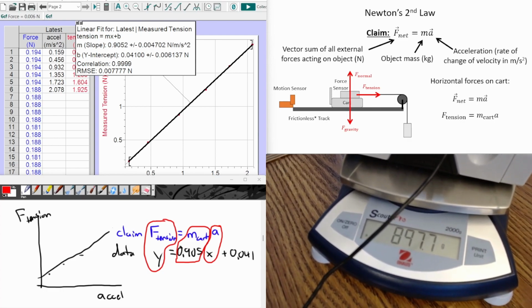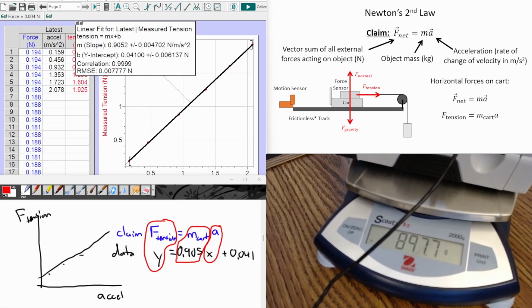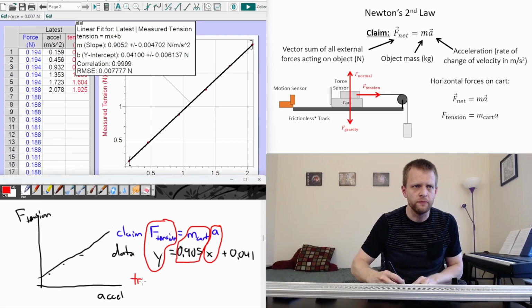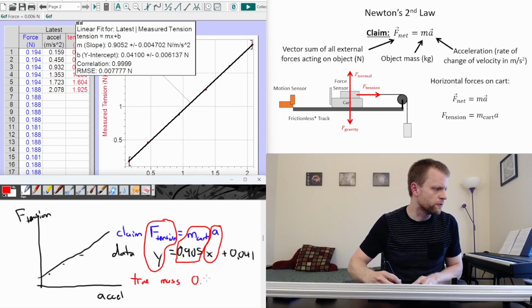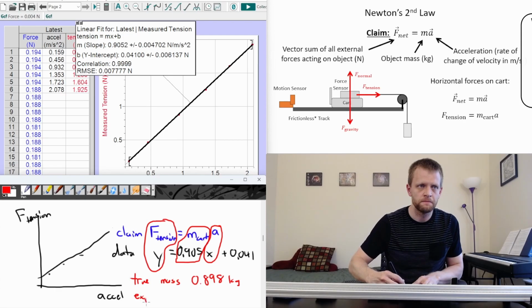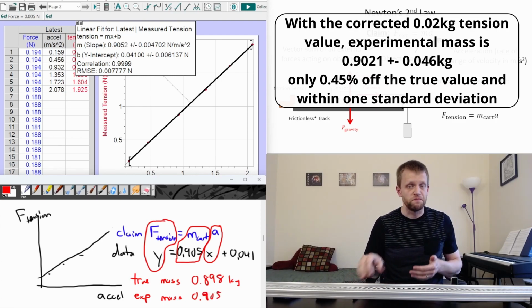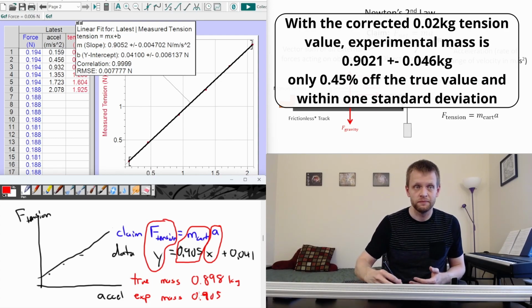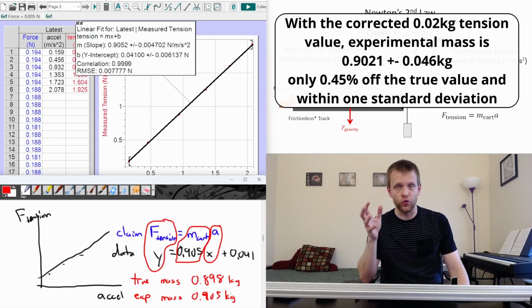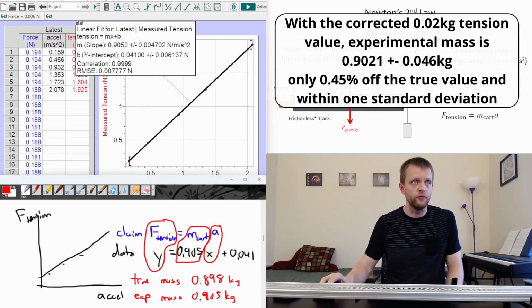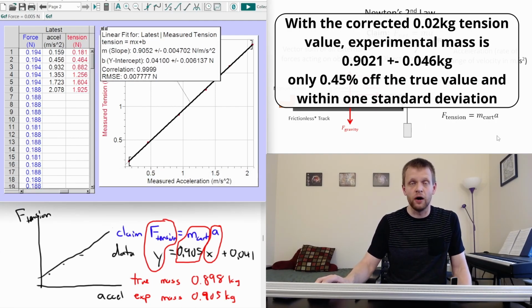So when we put this on here, I get 897.7 grams. So the true mass was basically 0.898 kilograms. And the mass from our experiment was 0.905. Those are in pretty good agreement with each other. It is very unlikely that those two numbers would match that accurately purely by chance. That would be very, very unlikely if we didn't have at least something going correct with this model for Newton's second law and for this specific cart system.